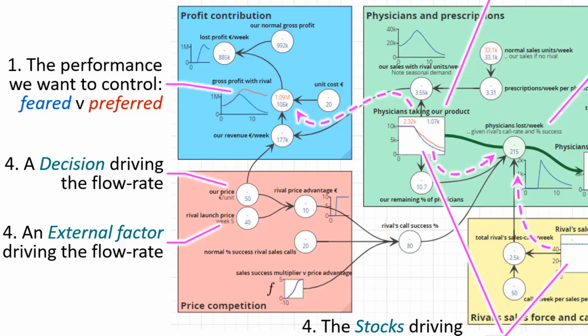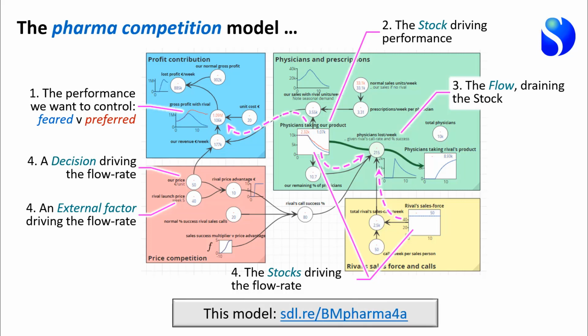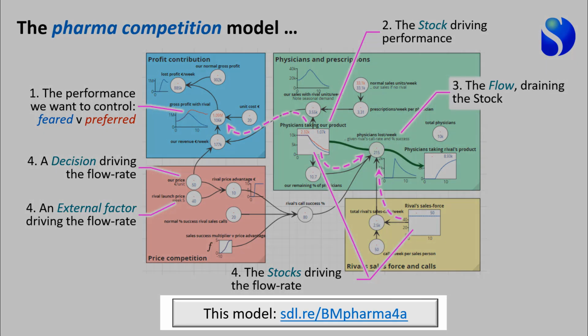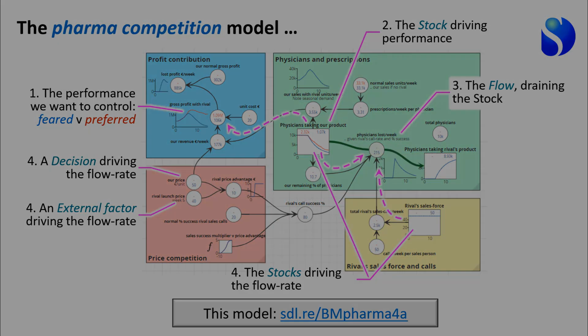Now, you might take a kind of game theoretic approach to this. The problem is that there are many, many rounds in this game, and there are other factors that come into play. So this model, you can find at the link there, sdl.re/bmpharma4a. This model is very easy to use. If you want to play with it, just go there and play with it.